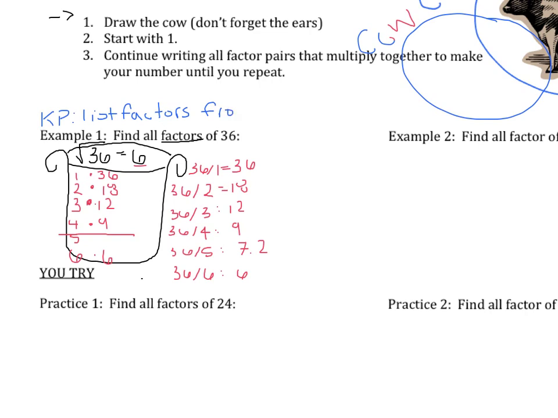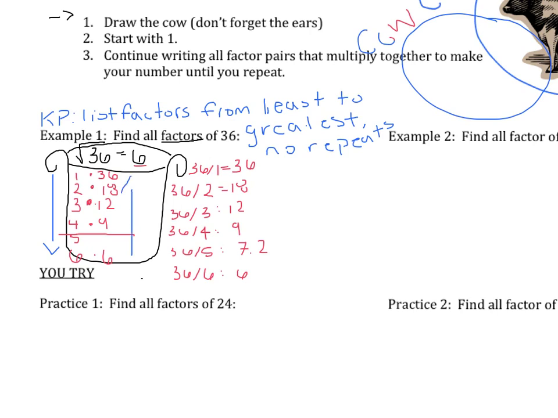from least to greatest, no repeats. So you list factors from least to greatest, no repeats. So I usually draw an arrow down the left side because that's where my lower numbers are. So I'm going to list out all of these numbers, and then I usually go back up the right side because that's where my higher numbers are.